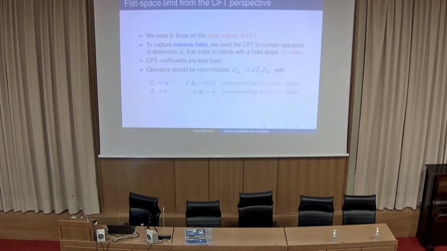Okay, so now let me summarize. What I told you is the flat space limit from the perspective of the CFT is the following. You need to focus on the deep interior of the CFT. If we have massive fields, the CFT should contain operators of dimension delta that scales to infinity with a slope which is related to the mass. The OPE coefficient should be kept fixed, and there is an additional requirement that will only become apparent towards the end of the talk.